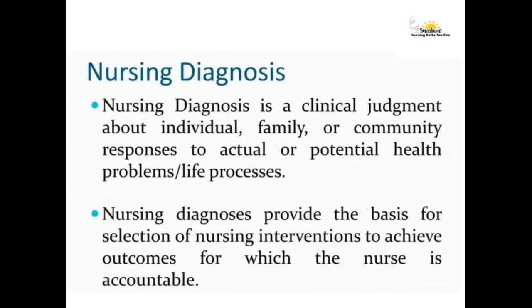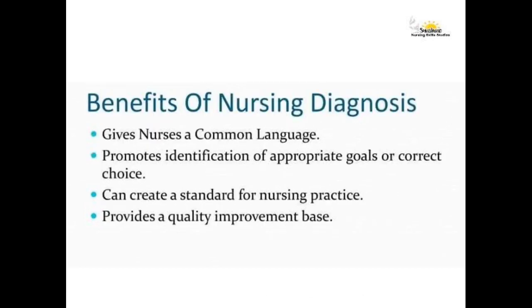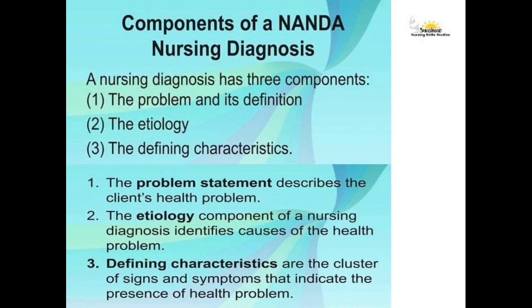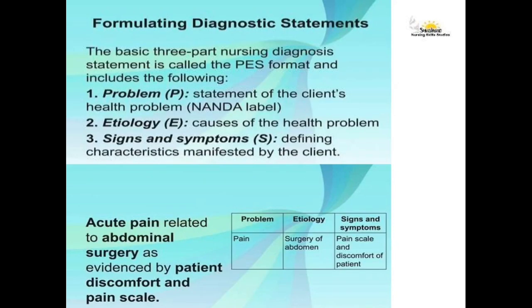What is this diagnosis about? Nursing diagnosis is a clinical judgment about the individual, family or community response. So how are we going to get benefit out of it? The nursing diagnosis gives us benefits by creating a standard for nursing practice, provides a quality improvement base, and it promotes the identification of appropriate goals. How to achieve these goals? By making a diagnosis under NANDA, that is North American Nursing Diagnosis Association. This follows 3 steps, that is, it is based on problem, etiology and signs and symptoms.